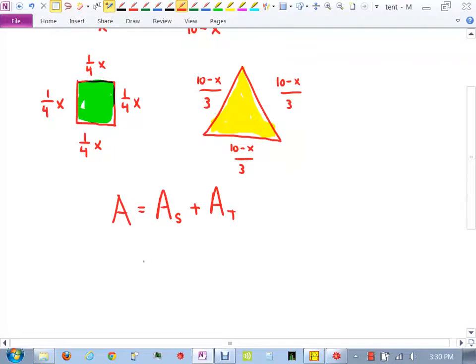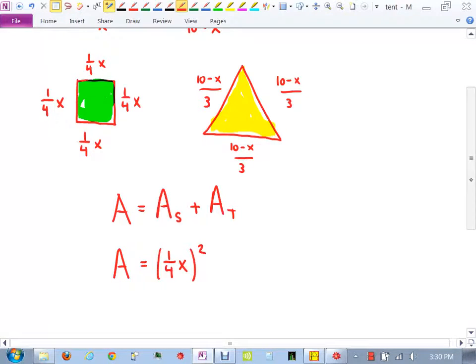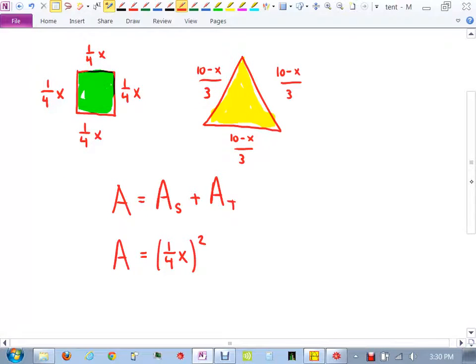What is the area of a square? It's just the two sides multiplied together, right? So that's 1/4 x times 1/4 x again, right? So just 1/4 x squared. Any questions on that? We're okay? The triangle is the tricky one.